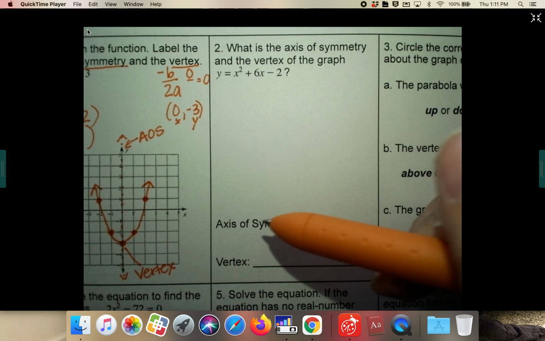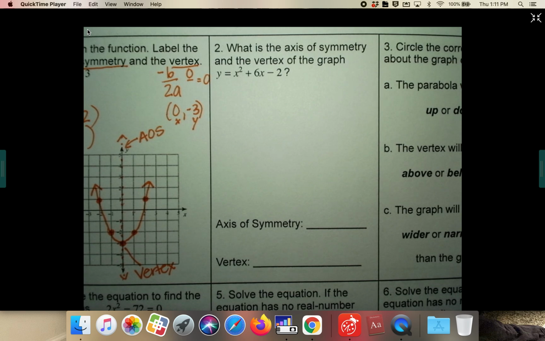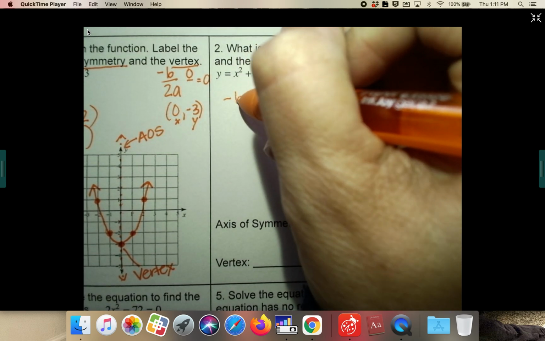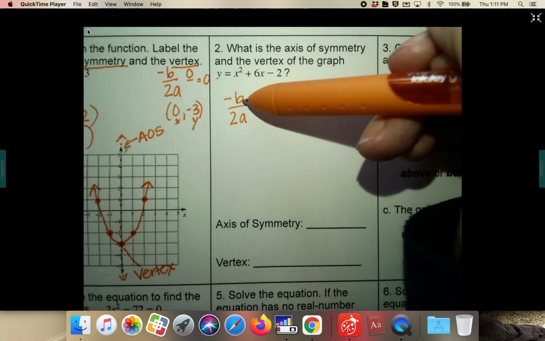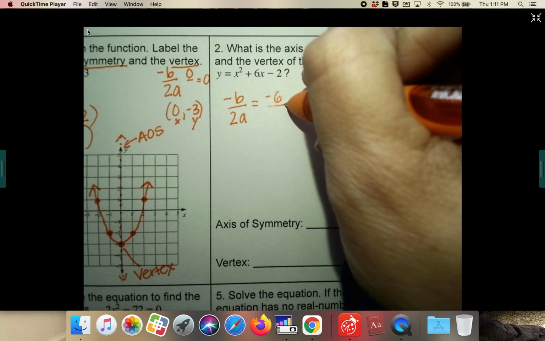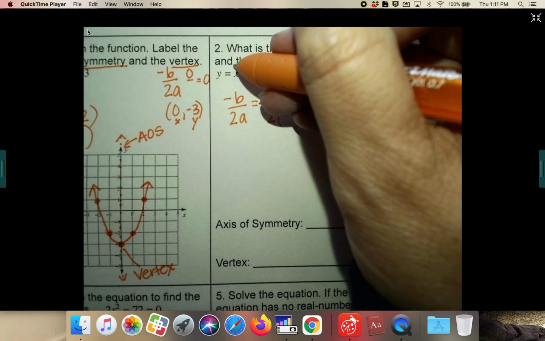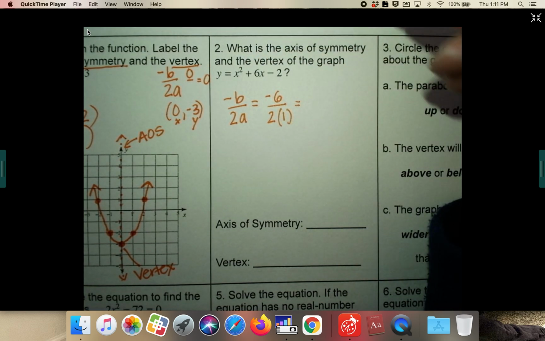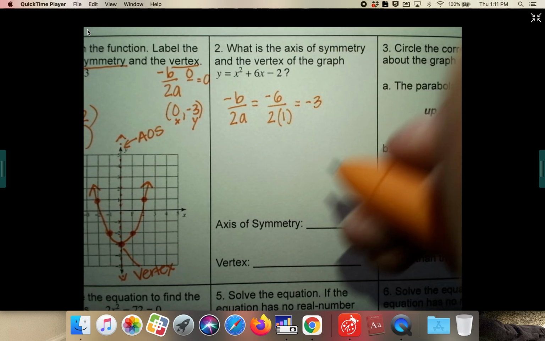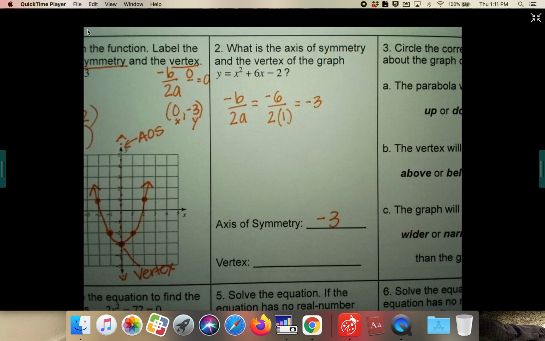Oh, there's no graph. We're just finding axis of symmetry and vertex. So opposite b over 2a is going to give me my axis of symmetry. b is 6, so opposite 6 would be negative 6, over 2 times a, which is a 1. Negative 6 divided by 2 is negative 3. So my axis of symmetry is negative 3.